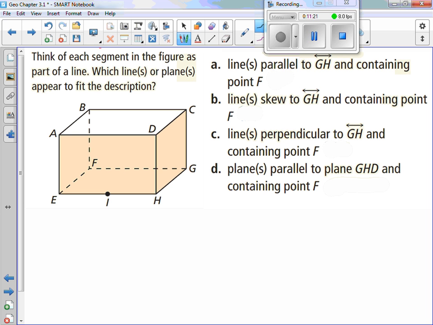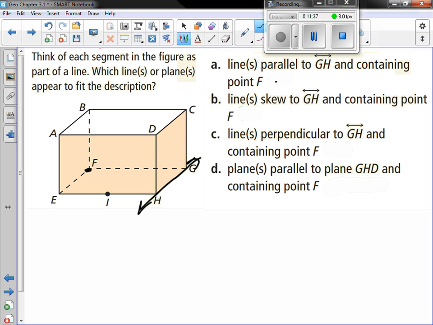So the first one, lines parallel to line GH and containing point F. FE would work because FG, well, that would intersect. FB would be skew. DC would be parallel. But it's wanting us to contain point F. So DC would technically, if it didn't need that, would be a line parallel to it. But because it wants it to contain point F, it doesn't quite work. But this line would be parallel to it.